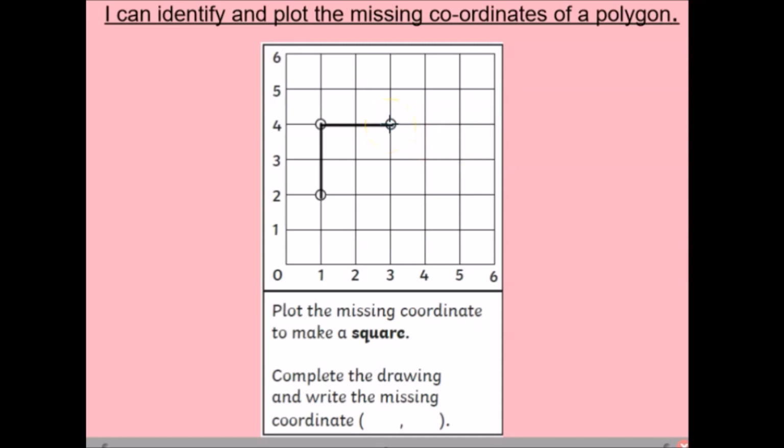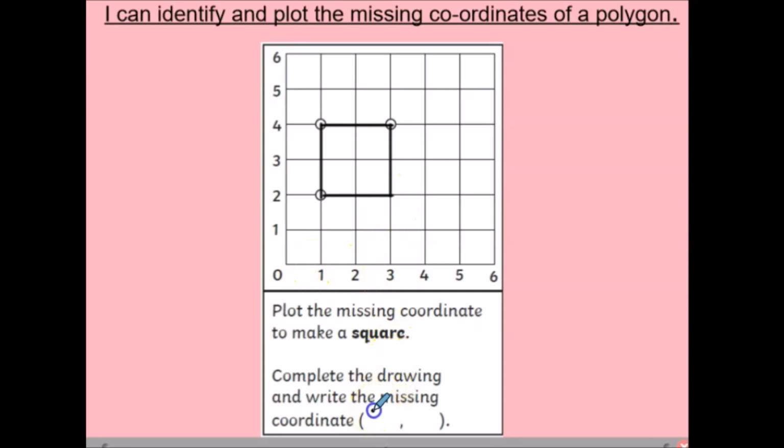So I'm now going to draw where I think the rest of my square should be. So I think there should be a line which is 2 square lengths long coming down here, and another one which is 2 square lengths long coming over here. And lo and behold, I have a square. Now, the question says to identify the missing coordinates. So this coordinate here is my missing coordinate. If we look very carefully, we can see that that coordinate is actually 3, 2.